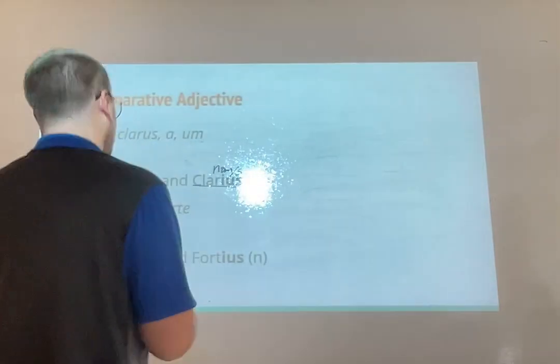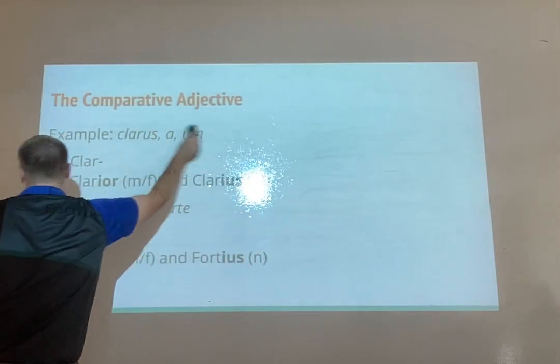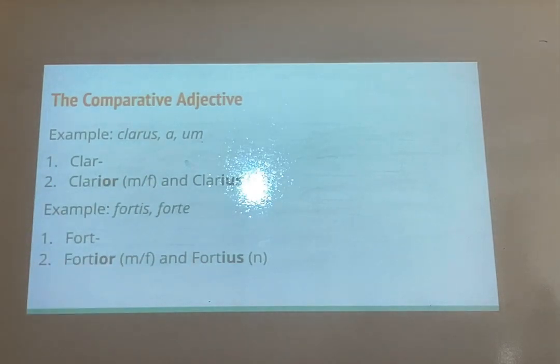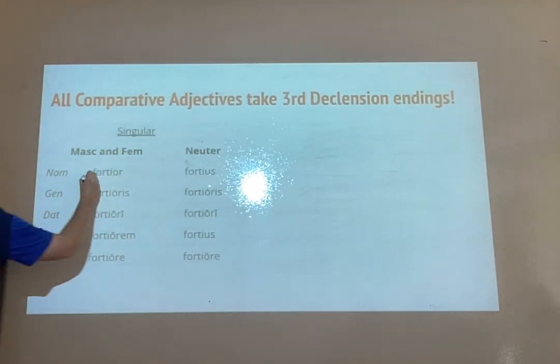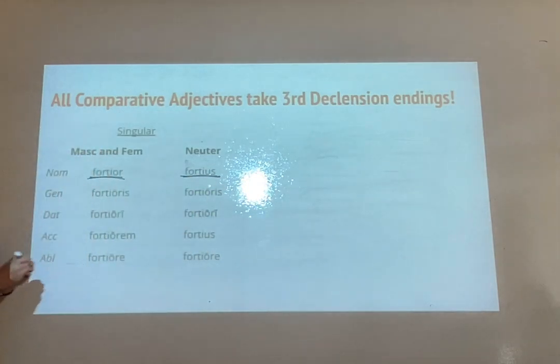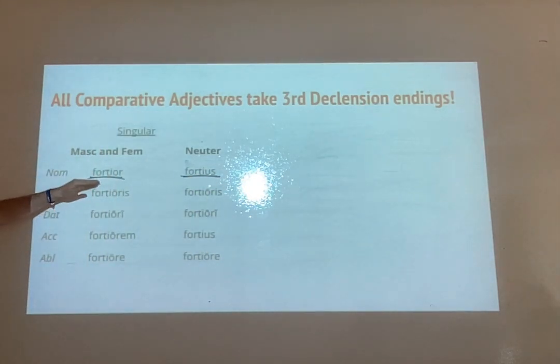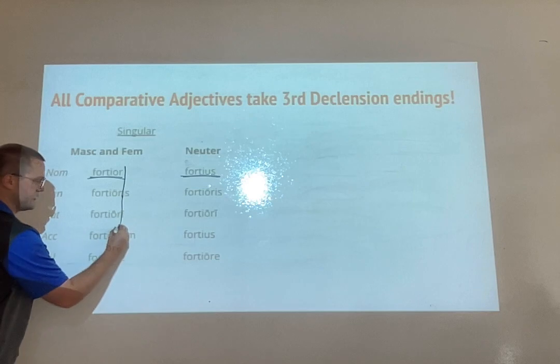The next thing I'm going to flash up on the board is what a full declension of a comparative adjective looks like. This is what it would look like in the singular. Here's the nominative singular that I just pointed out to you: fortior, fortius. But look, the stem stays the same for masculine and feminine. Just fortior is the stem for masculine and feminine. You've got your endings right there.